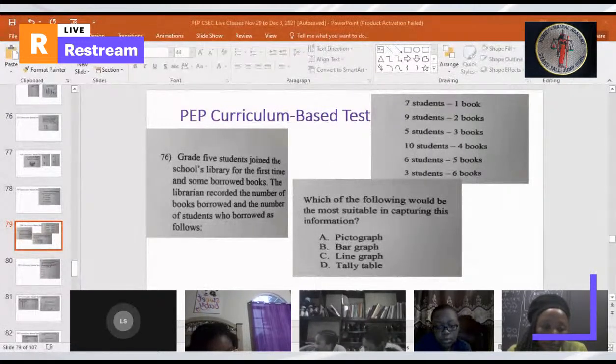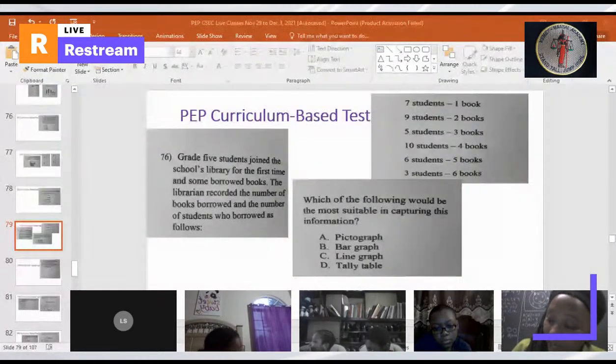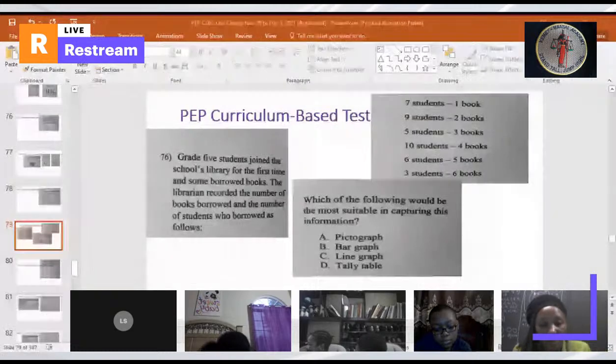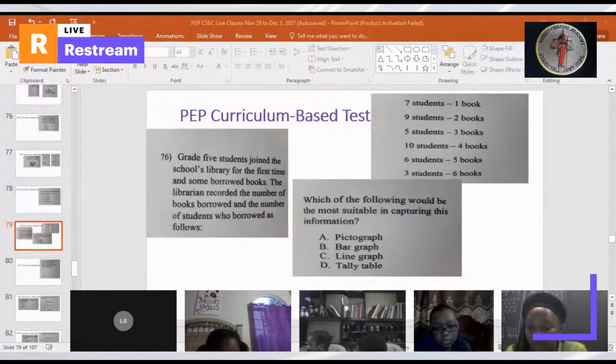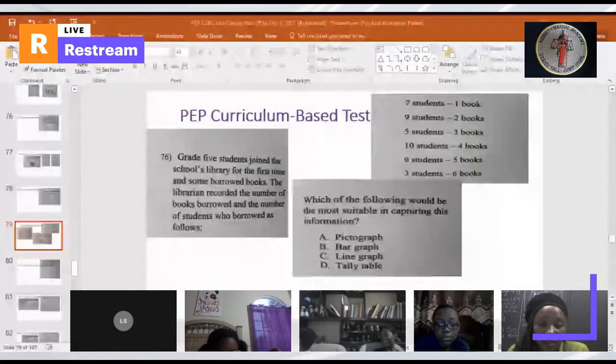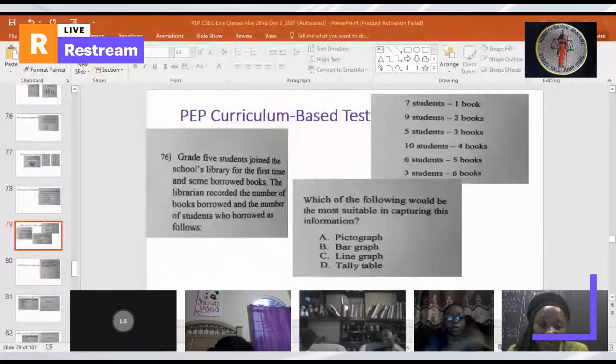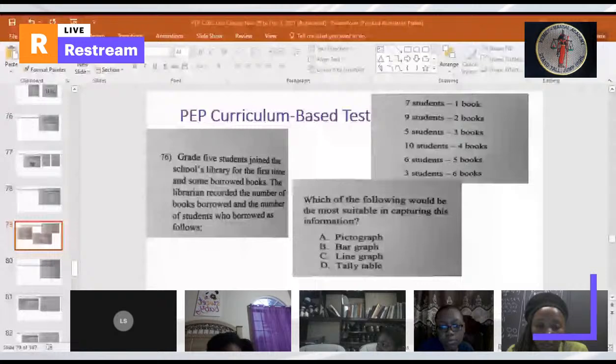Miss, C, line graph. Remember now, in this case, you have different items that you're comparing. I would actually think the tally table, Miss. I agree. The tally table where you have the strokes. You know what tallies are? Miss, tallies are where you put 4 little strokes and cross it for 5. Then if you want to get 7, we'll add just 2 strokes. Okay, Miss. D, Miss.